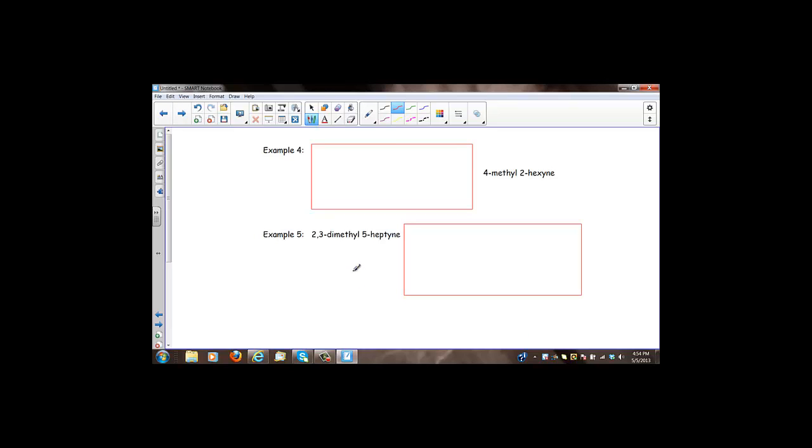Example 4. 4-methyl-2-hexyne. So we always want to draw the parent chain first when we're drawing. So we're going to do hex, which is 6 carbons. 1, 2, 3, 4, 5, 6. They're telling us there's a triple bond on the second. 1, 2, 3. So that means the rest of these are singly bonded.